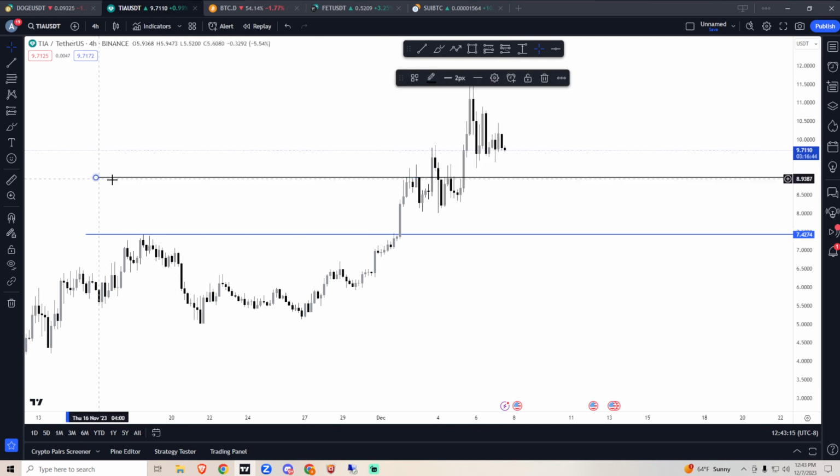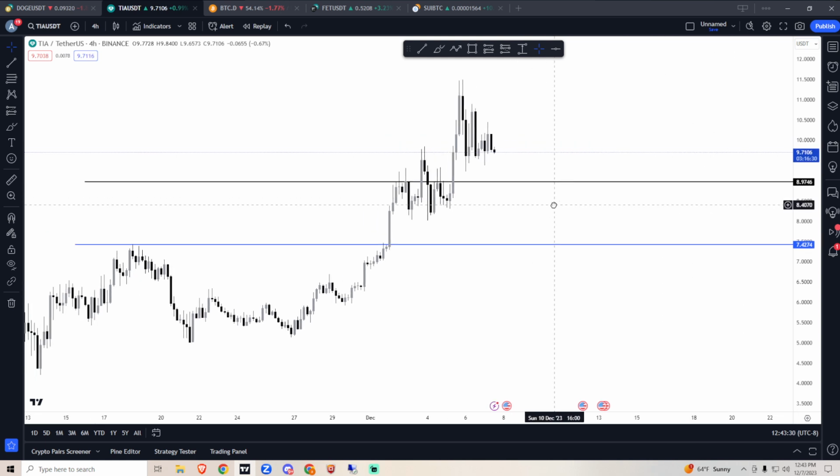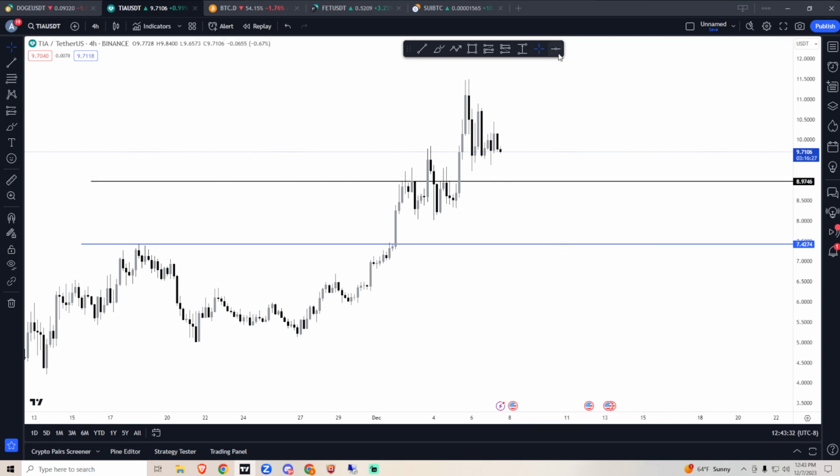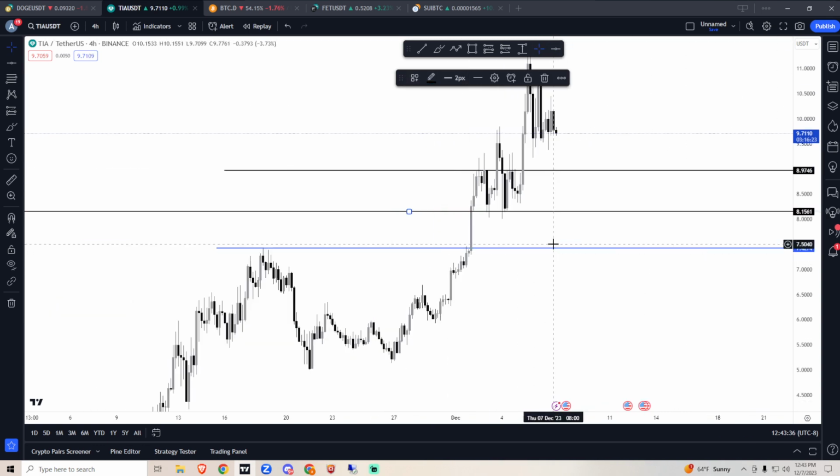Okay, so this level is an SR, right? Rejection, rejection. We broke out. So first level, if we do come back down, anywhere from $9 and like 5 cents to $8.97 would be my first entry. Okay, we have support here.